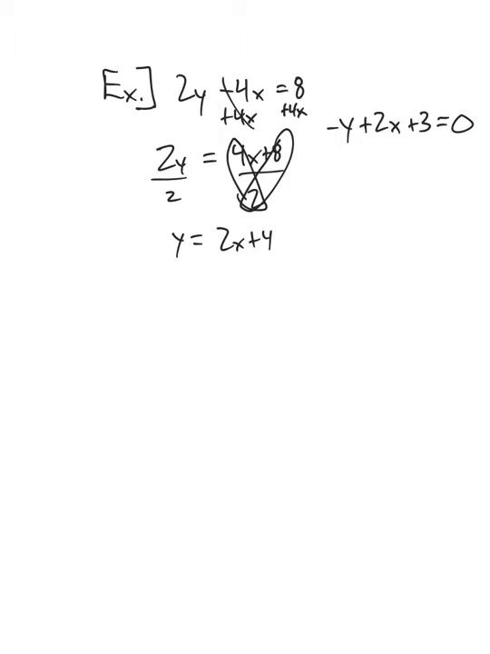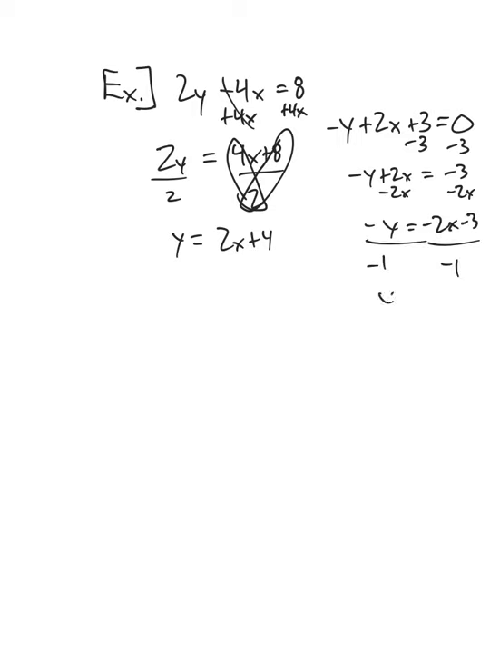Solving this other one for y, let's subtract the 3. Let's subtract 2x, getting y by itself here. And let's divide by negative 1. So that's going to change that sign. That's going to be a positive 2x, a positive 3. So what do we notice about these two linear equations? They have the same slope, which means they're parallel.